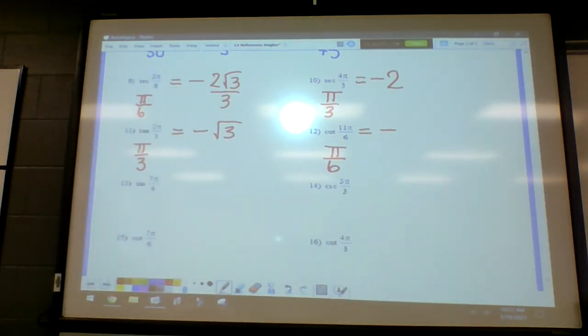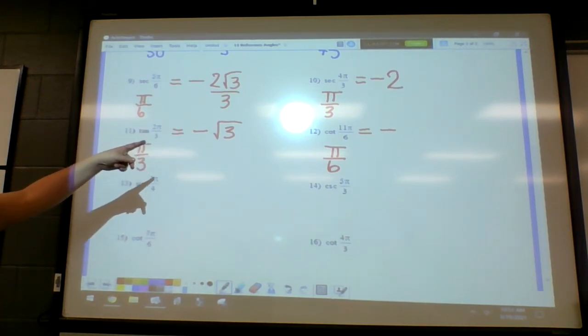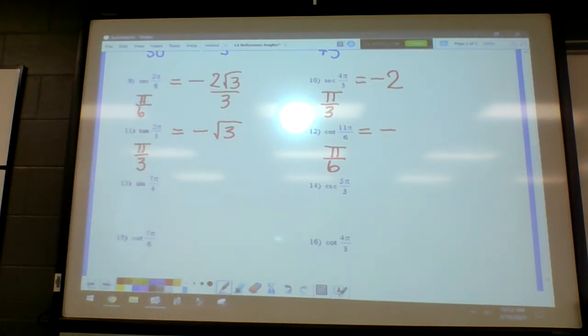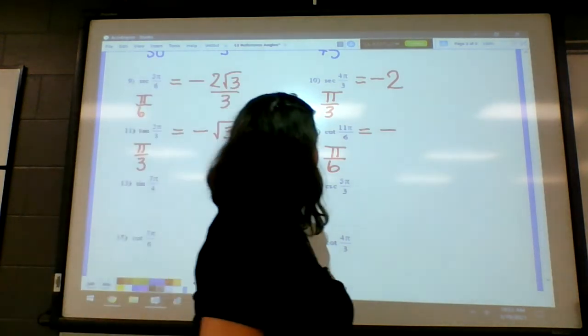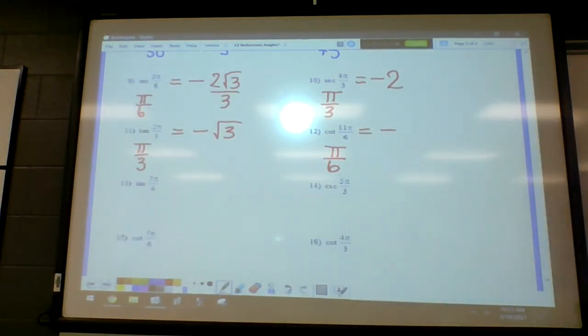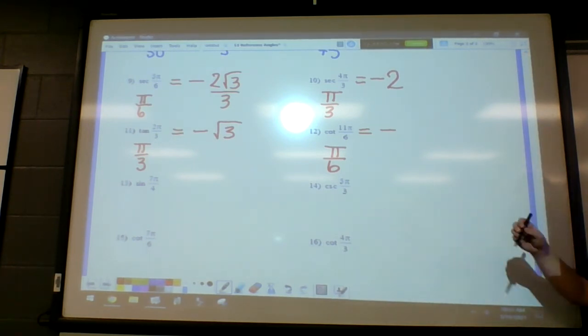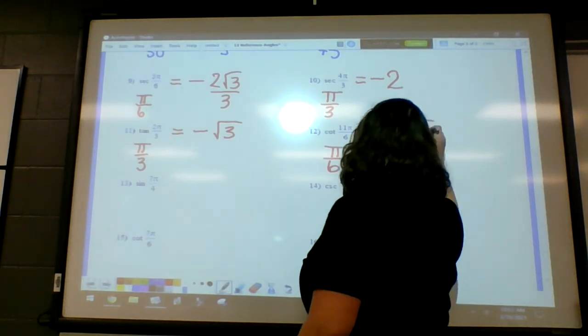Pi over 6. Did you see for 11 it was negative square root of 3 over 3, or just square root of 3? Negative square root of 3. All right, so cotangent of pi over 6. Cotangent would be cosine over sine. That's the square root of 3 on the top, right? And so this one is also just negative square root of 3.